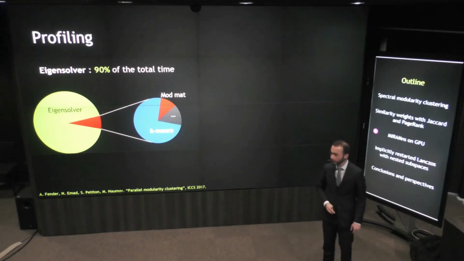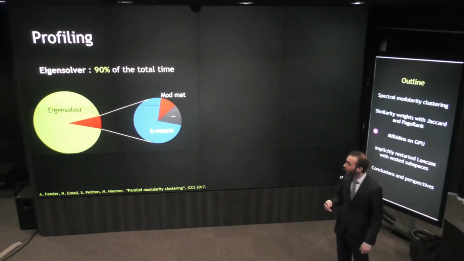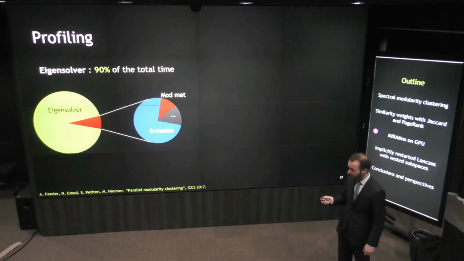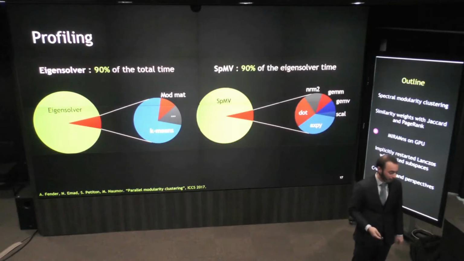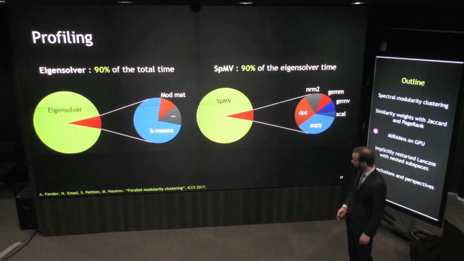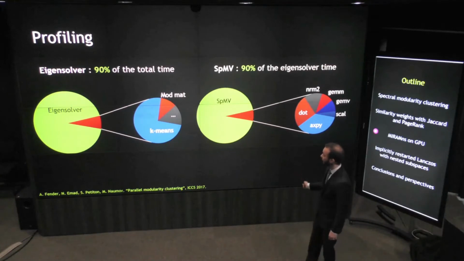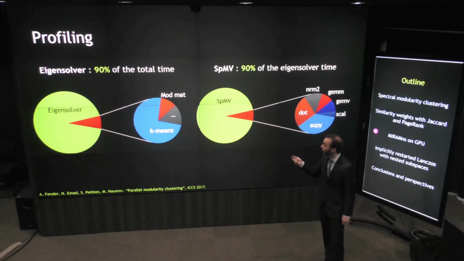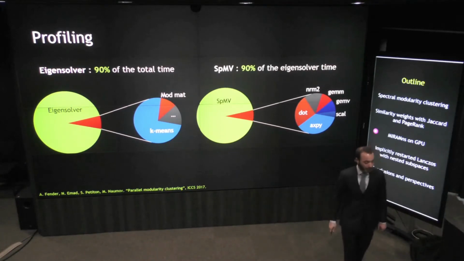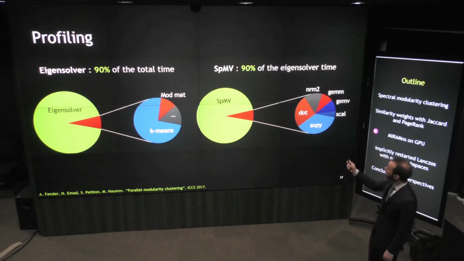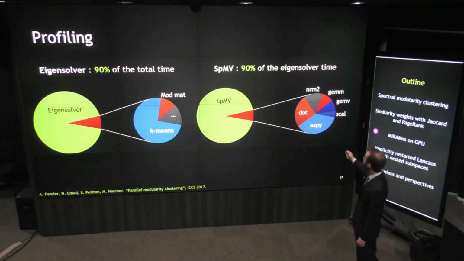It's in the small 10% fraction, but it might take more time on CPU. So now, what takes time in the eigensolver? That's sparse matrix vector multiplication, because when we do the Lanczos factorization, we run a lot of SpMV. And that is also 90% of the time of the eigensolver. All of the rest of basic linear algebra operations don't take much time.